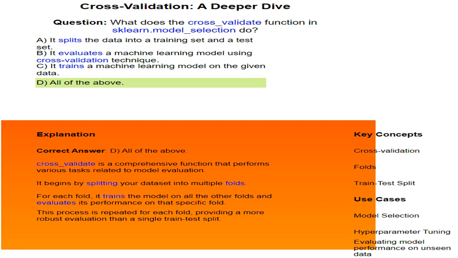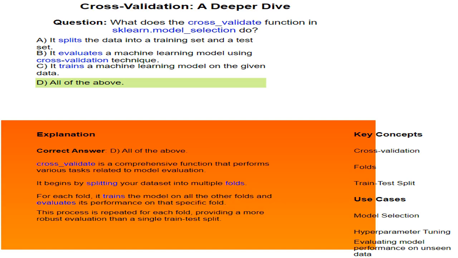This is also partially correct. Cross-validate uses cross-validation to evaluate a model, but it also trains the model and splits the data as part of the process. For each fold, it trains the model on all the other folds and evaluates its performance on that specific fold. It trains a machine learning model on the given data.